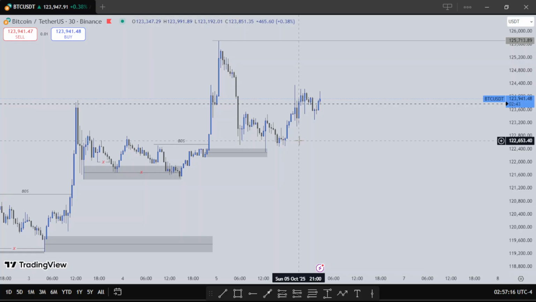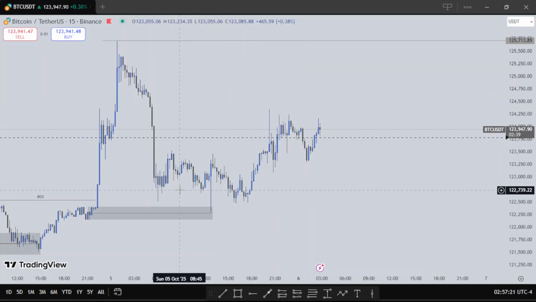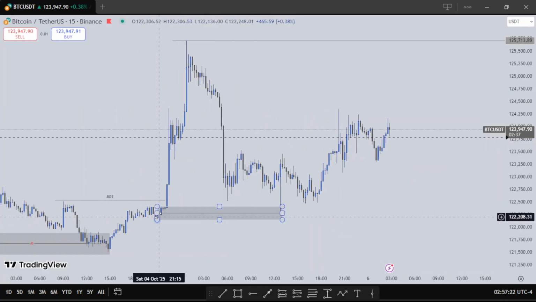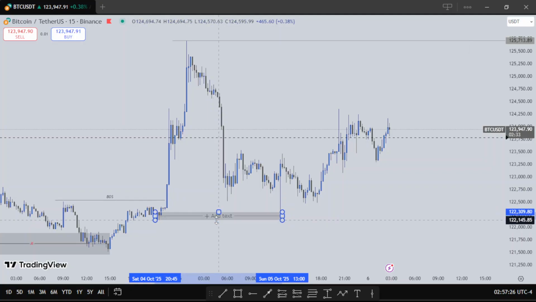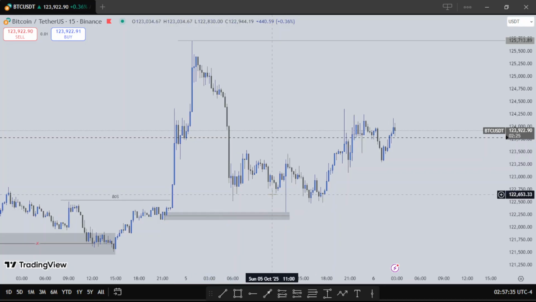I had multiple analysis on this pair, BTC. Yesterday I took a trade and thought it was for sure going to go in my direction, but price had other plans. So let's go through the analysis that I did yesterday.